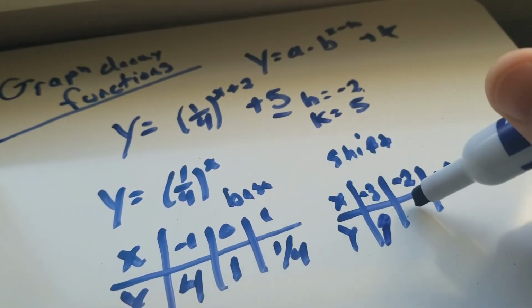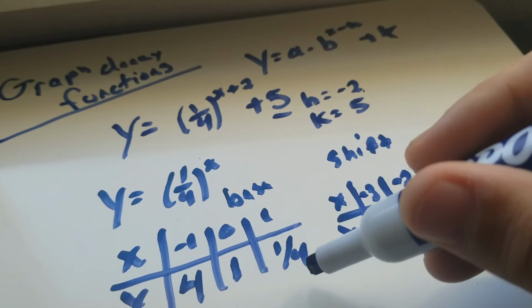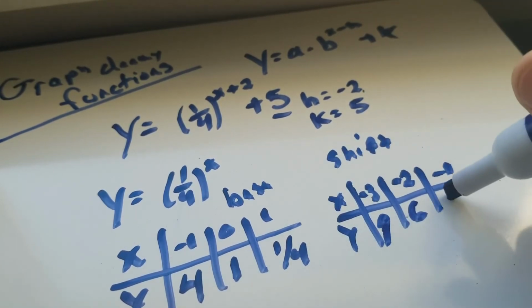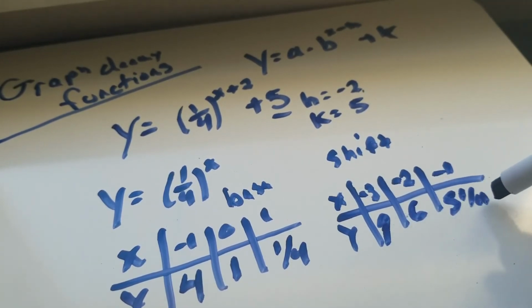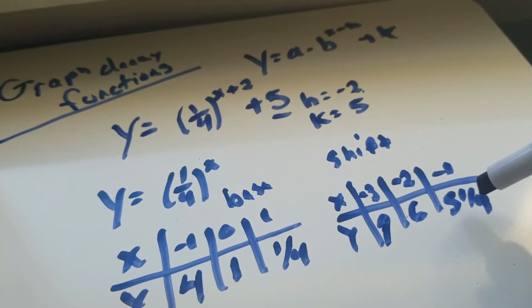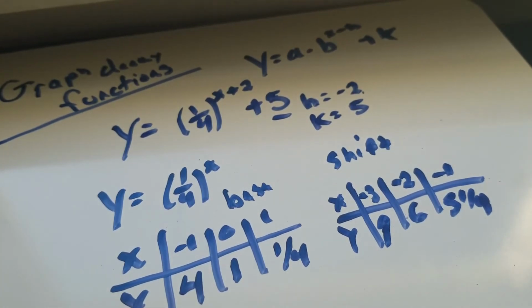1 plus 5 is 6. A quarter plus 5 is 5 1/4. If you want it as a decimal, it's 5.25. And I'm going to do one more problem.